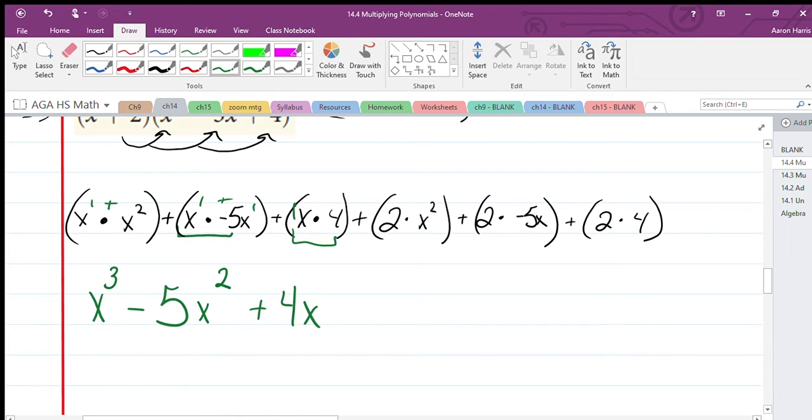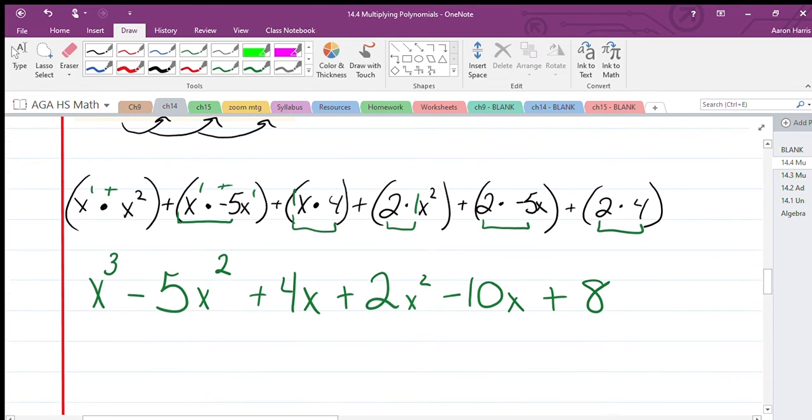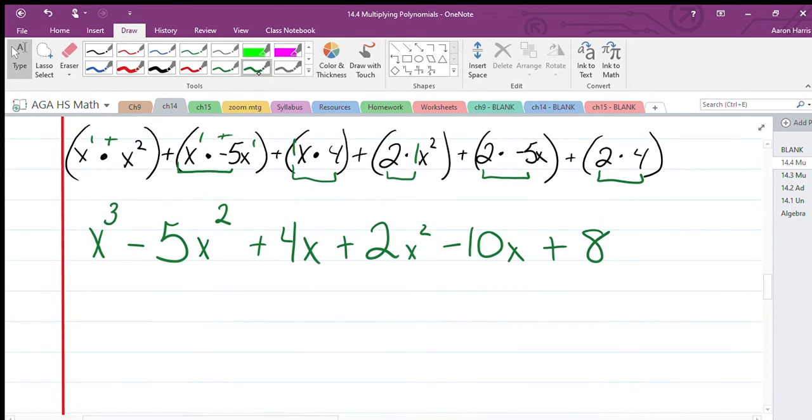Here, I have a coefficient of 1, so 2 times 1 is what? 2. I have an x squared. There we go. Here, I have 2 times negative 5. 2 times negative 5 is what? Negative 10. And I have an x there. Don't forget your variables. And then 2 times 4, I get what? Positive 8.